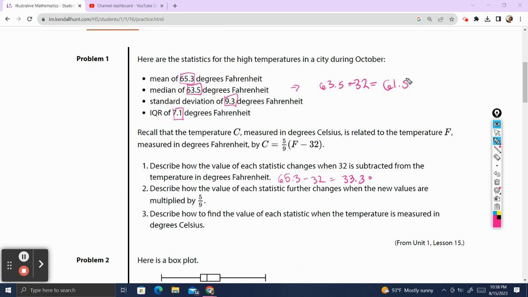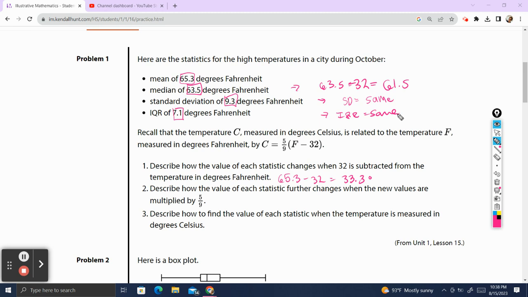Our standard deviation of 9.3 degrees Fahrenheit. All of our data has been taken and shifted to the left. The spaces between the data, or the variability, has not changed. So the standard deviation is still going to remain the same. The IQR of 7.1 degrees Fahrenheit, again, the distance between points has stayed the same. So although Q1 has changed and although Q3 has changed, the difference between them has not. So your IQR is also going to stay the same.